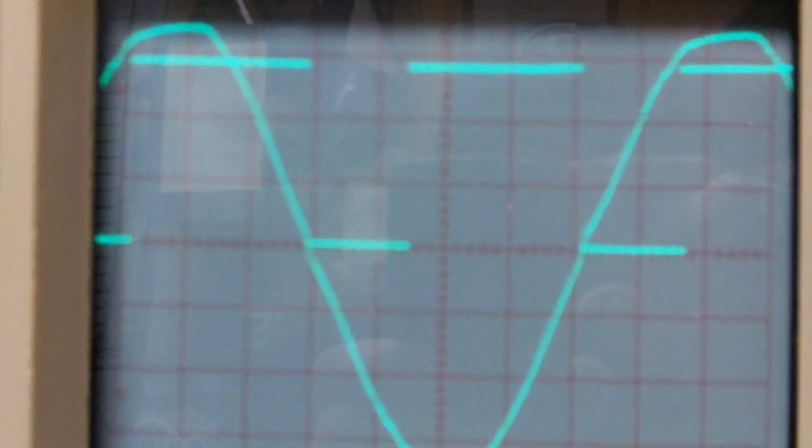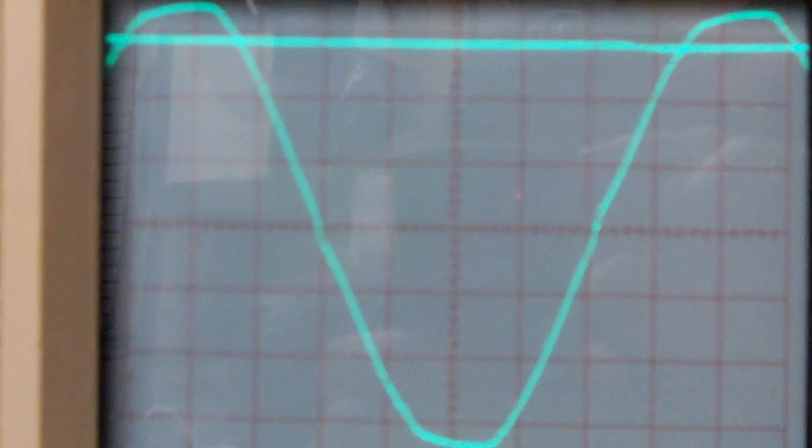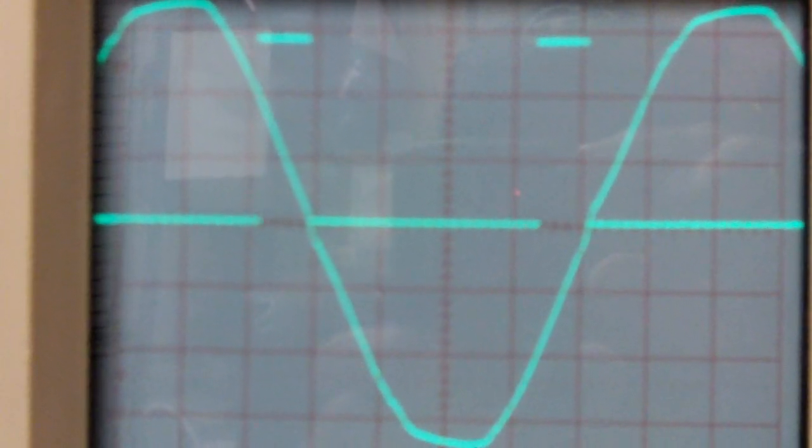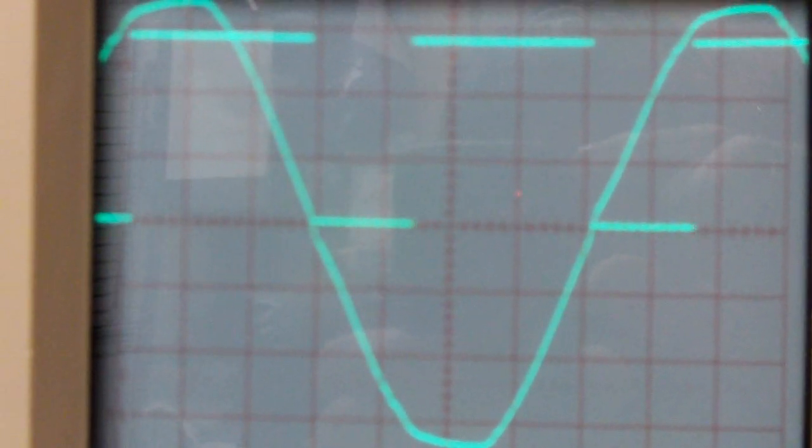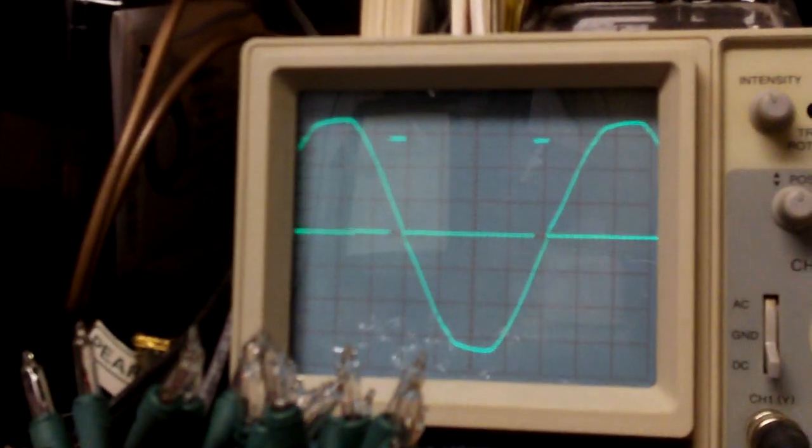And if we look on our scope here, you can see where that line turns on and off through the waveform there. That would be fully eliminated. That would be completely dim. That would be fully eliminated again. And let me kind of hold this up here so you can see that action.